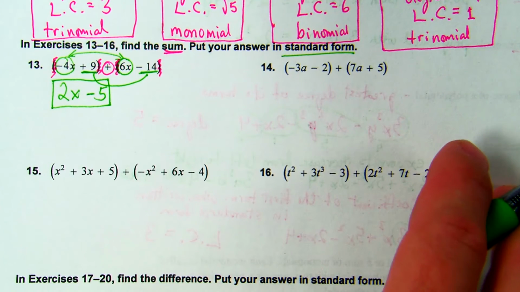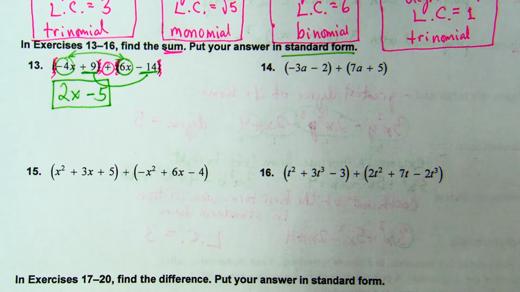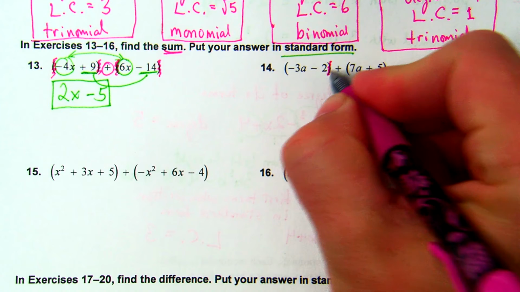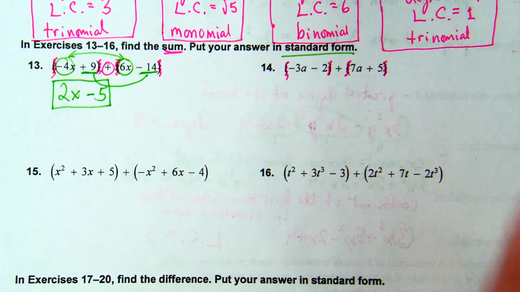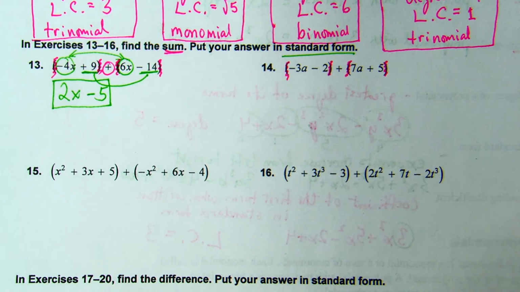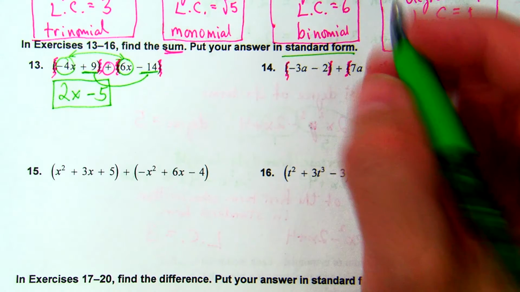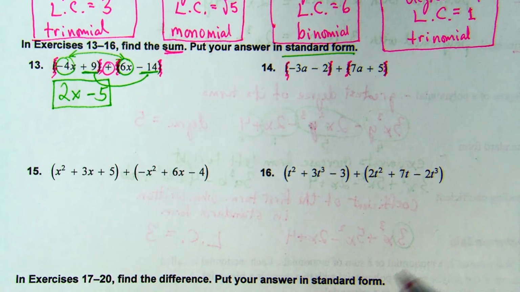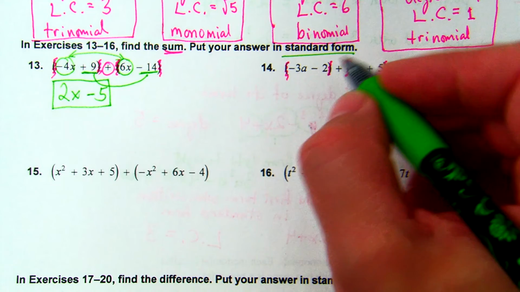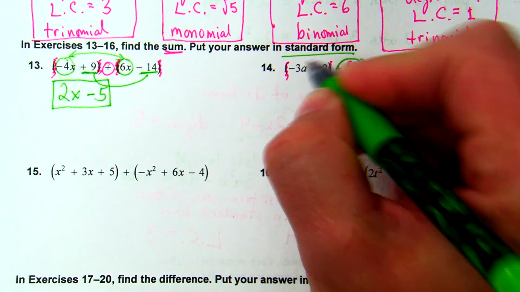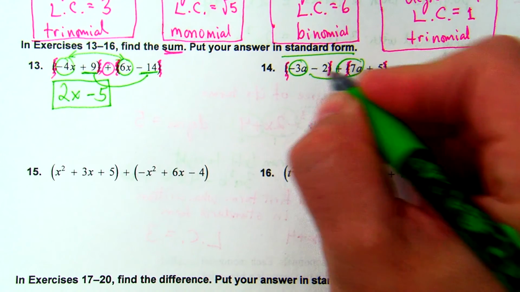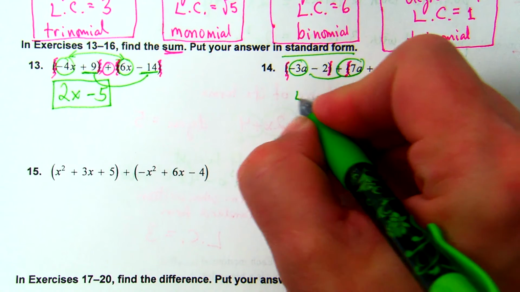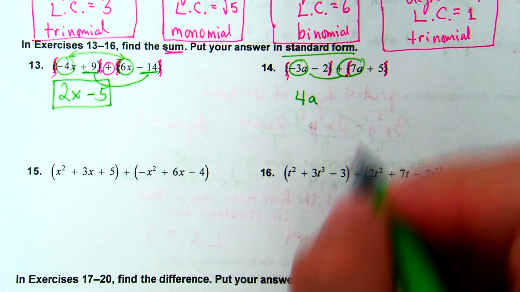Once again, on number 14, we've got the addition sign here, so we can just eliminate the parentheses and not have to worry about any sign changes. That being said, again, what's the first term that we would start combining? The 7a and the negative 3a. So we have a positive 7a, a negative 3a there. We're going to combine those terms together. We're going to get a positive 4a.